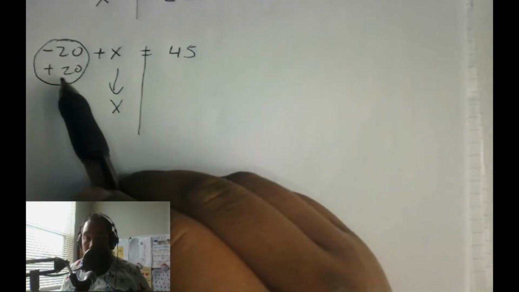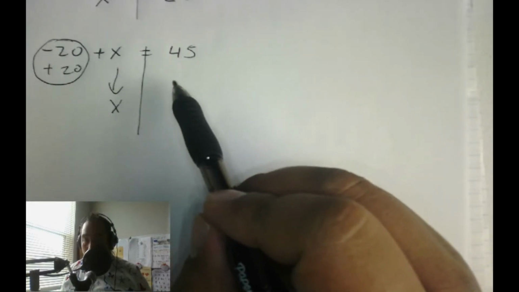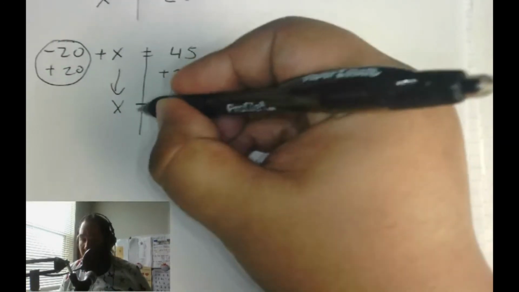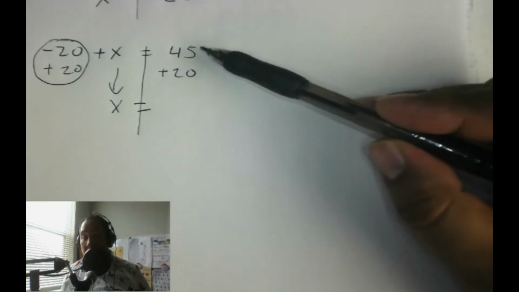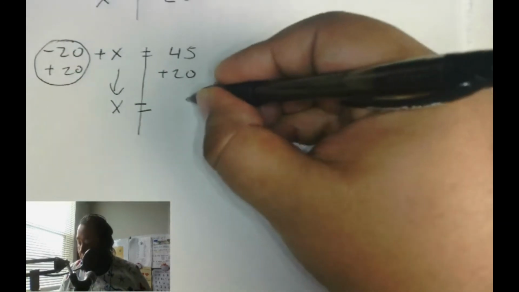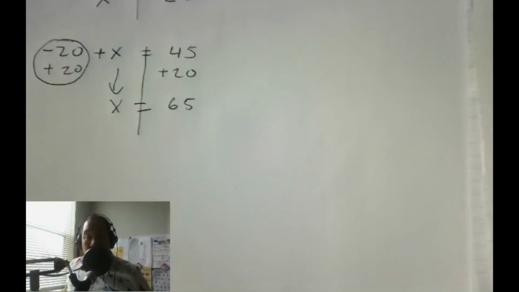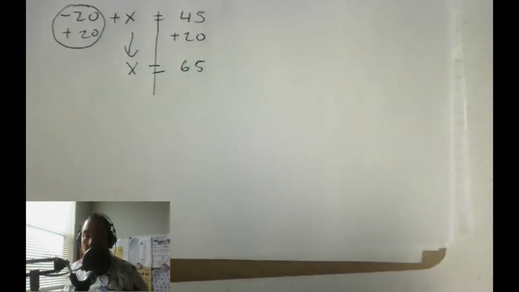But remember, whatever I do to one side, I have to do to the other. So we added 20 on this side, so over here, I'm going to add 20. So now we have x is equal to 45 plus 20. So 5 plus 0 is 5, and 4 plus 2 is 6. So in this problem, x equals 65. So now we've completed our second example in one-step equations.